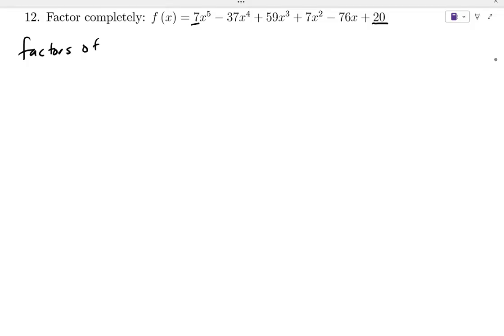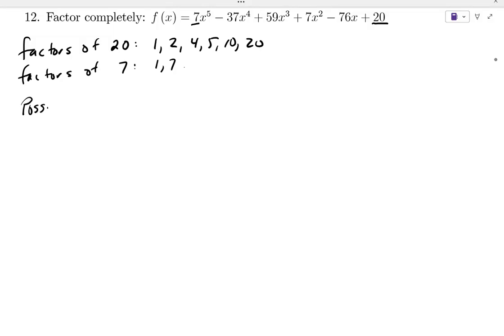Factors of 20: 1, 2, 4, 5, 10, 20. Factors of 7: 1 and 7. Again, your factors of the constant are your possible numerators. The factors of your leading coefficient are your possible denominators when we form our fractions.